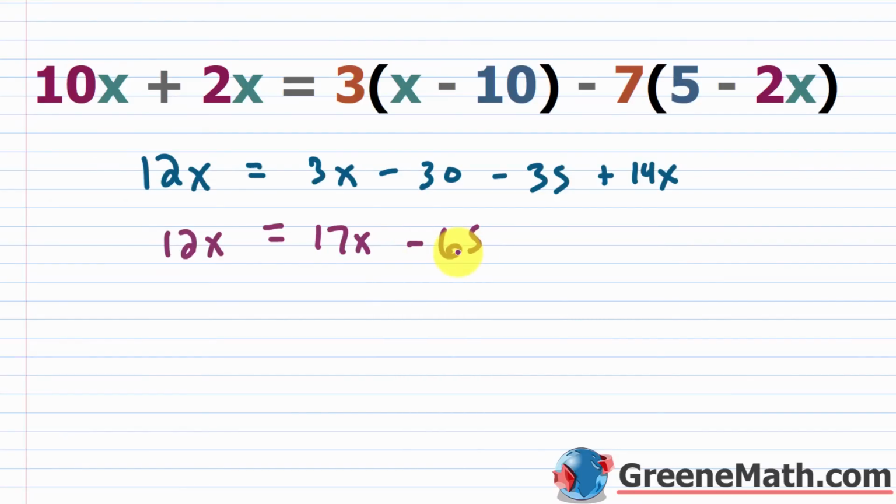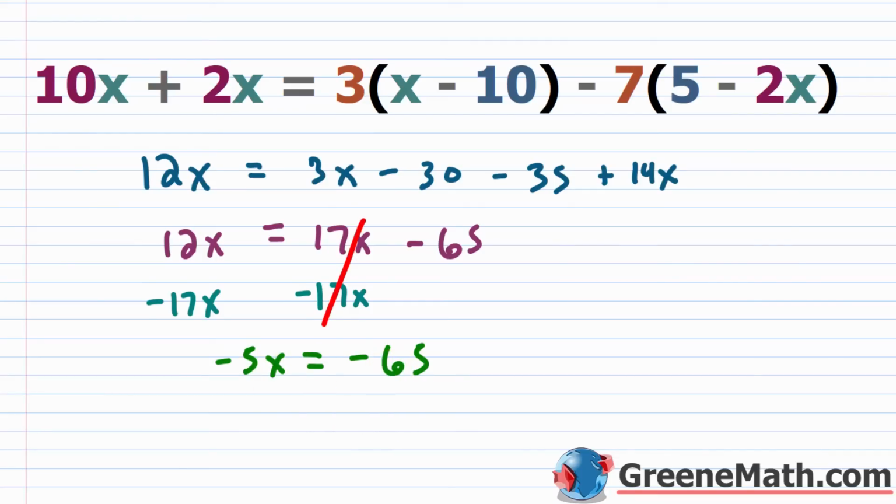So my next step is just to move all the variable terms to one side and all the numbers or constants to the other. Again, as I said, I like my variable to be on the left. So I'm going to subtract 17x away from each side of the equation. And then essentially, this is going to cancel right here. Okay, so that's gone. And basically on the right-hand side, you just have the negative 65. On the left-hand side, you have 12x minus 17x, which is going to give me negative 5x.